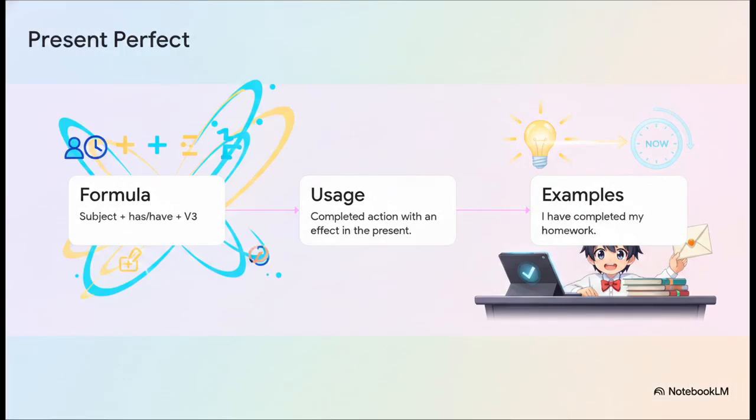Okay, stepping into the present perfect. The math here is subject plus has or have, followed by the third form of the verb, which we'll just call V3. For instance, I have completed my homework, or she has written a letter. What's really fascinating about this one is that the action itself is totally finished, but its effect is still hanging around in the present. You did the homework, but that completed assignment is sitting right there on your desk. It's a past action with a very now reality.